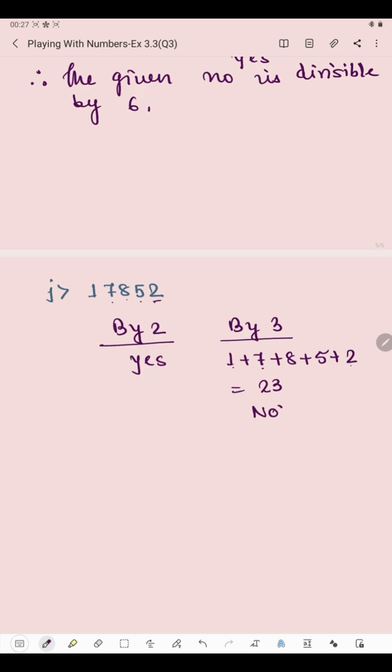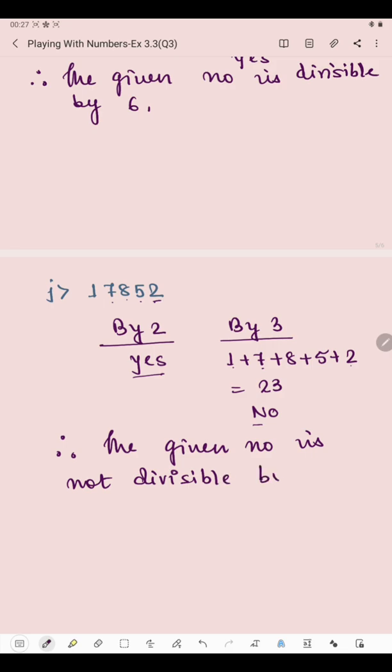Okay, now since the given number is divisible by 2 but not by 3, the given number will not be divisible by 6. So therefore the given number is not divisible by 6. Okay, so this was about question number 3.